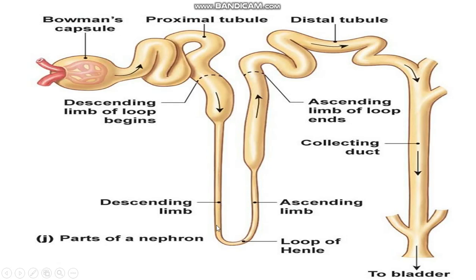So from the PCT, a descending limb directs downward, and there is a loop, and this loop is then followed by the ascending limb of the loop. Then after the ascending limb there is the other part of the nephron, that is the distal convoluted tubule. So here it is a distal part of the nephron. So it is the distal convoluted tubule.